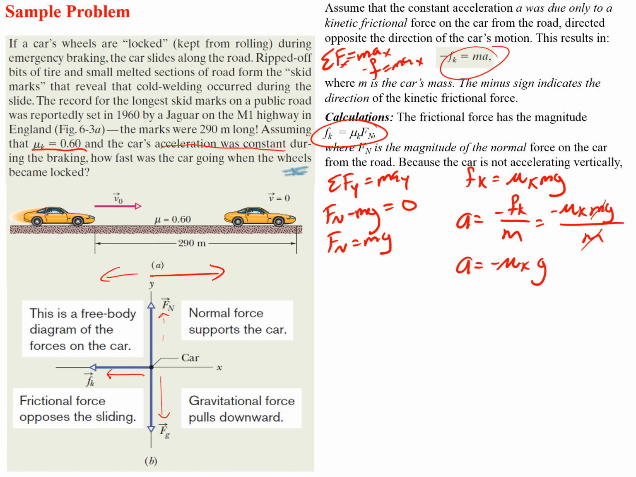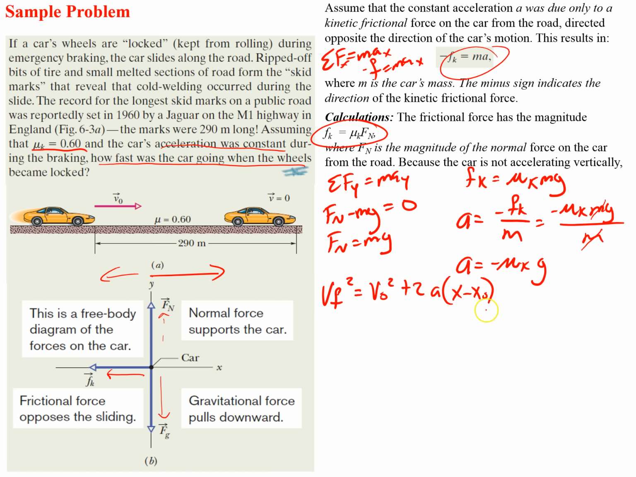Well, now that I have my acceleration, I need to find the initial speed, right? Because if we go back to our question, it says how fast was the car going when it became locked. So we're trying to find the initial speed. If we look at our kinematic equations, we find one that has the information we have: the final velocity squared is equal to the initial velocity squared plus 2 times a times x minus x naught.